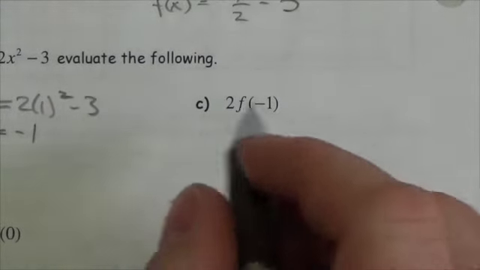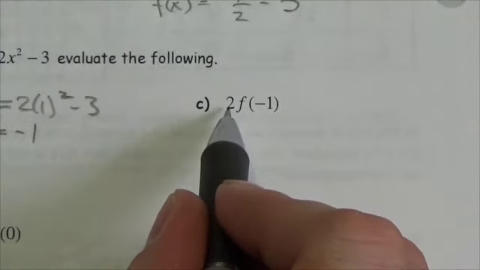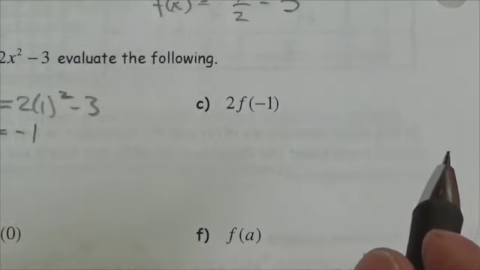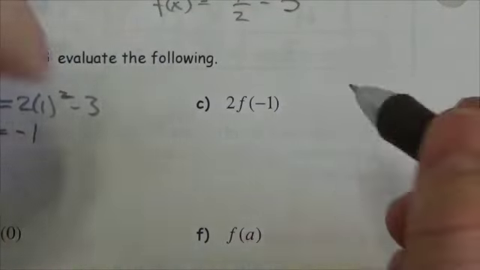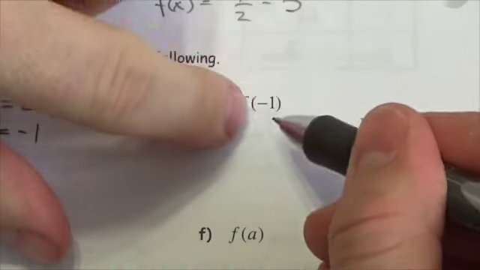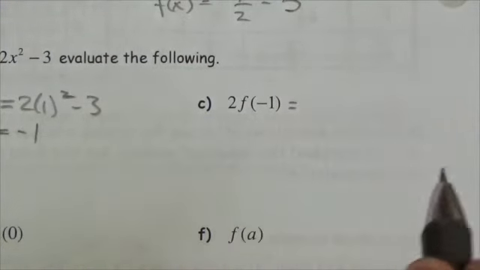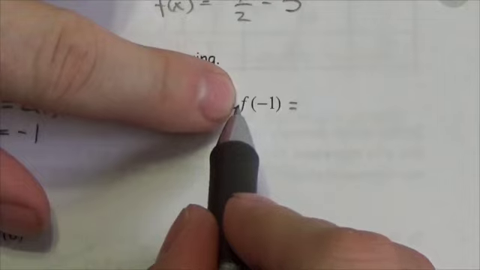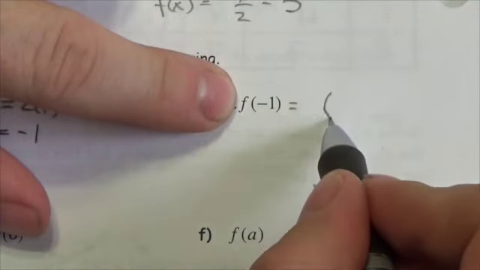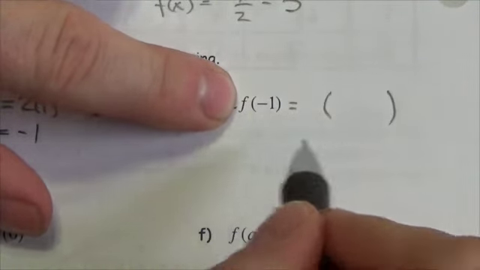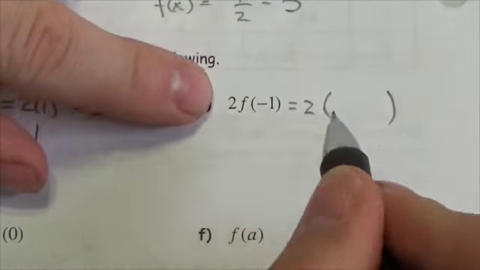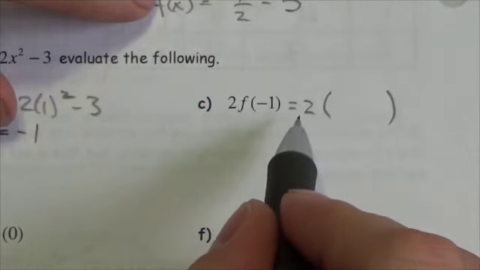Now over here, what does this mean? What does it mean to have the 2 in the front? Well, order of operations still holds. So I'm going to deal with what's in brackets here first. I'm going to deal with this f of x first. Now, f of negative 1 is going to be some value. There's going to be a 2 multiplied out front here. I'm going to do that later.